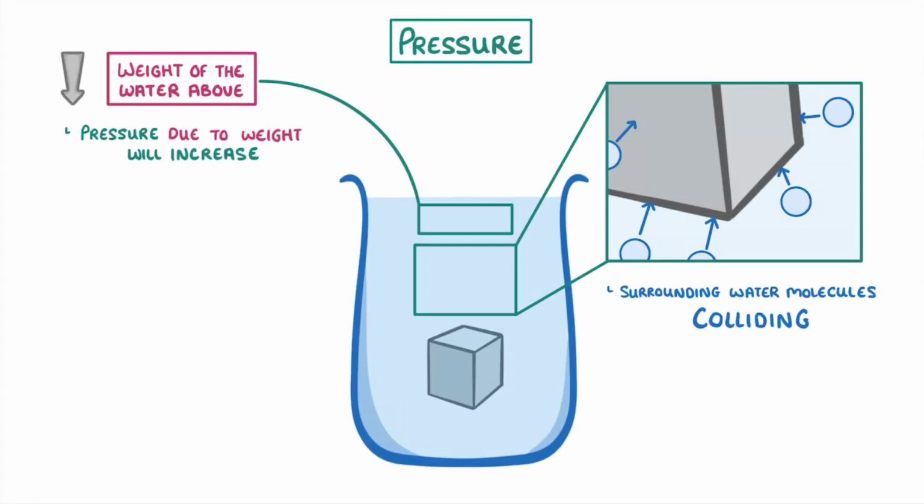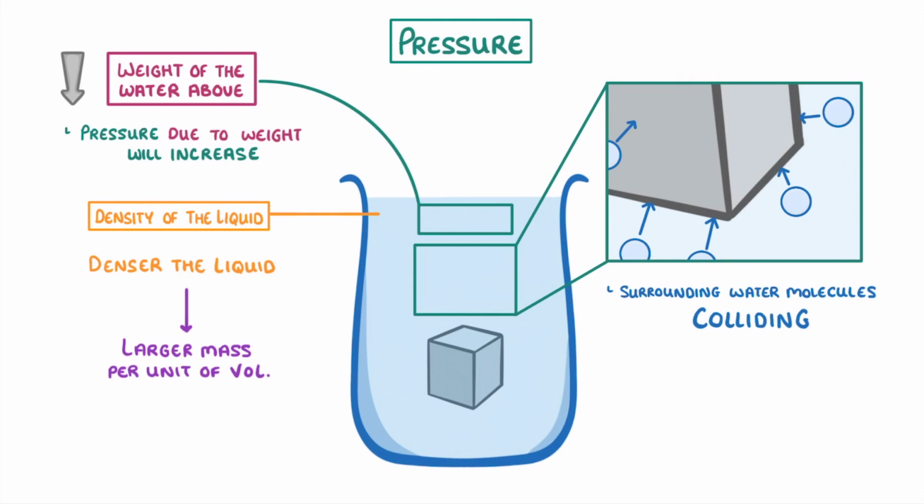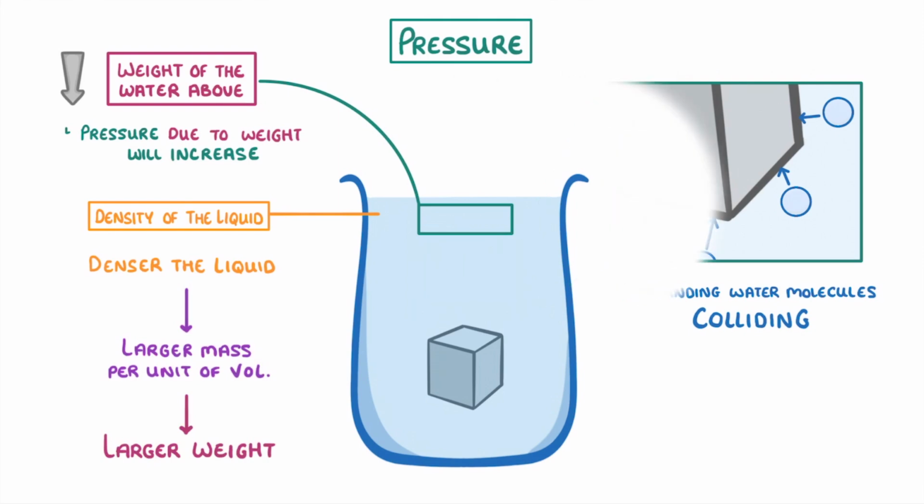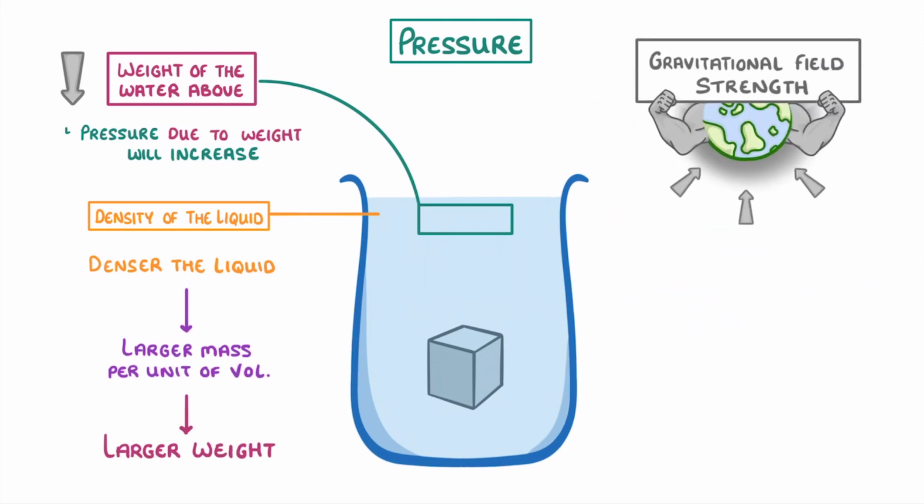Another important factor that determines the pressure is the density of the liquid, because the denser the liquid, the larger its mass per unit of volume, and so the larger its weight will be. And the last factor is the gravitational field strength, as this is what determines the weight for a given mass. So a bigger gravitational field strength would mean a larger weight.